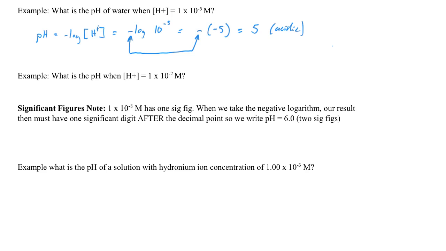Let's try another example. What is the pH when the hydronium ion concentration is 1 × 10 to the -2nd power? To find the pH, we need to find the negative logarithm of 10 to the -2. So we write this down. Negative log of 10 to the -2 is what power do we have to raise 10 to get 10 to the -2 back? Well, the answer is -2. And the negative of -2 is 2. So this is also acidic.